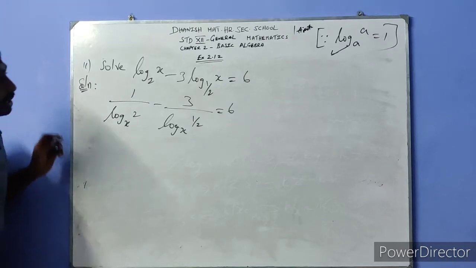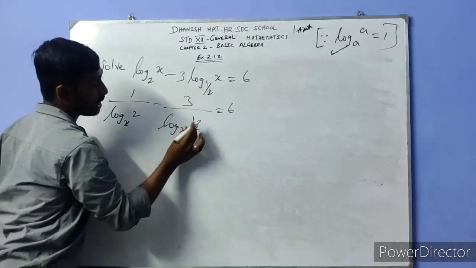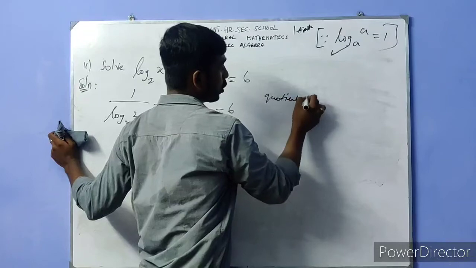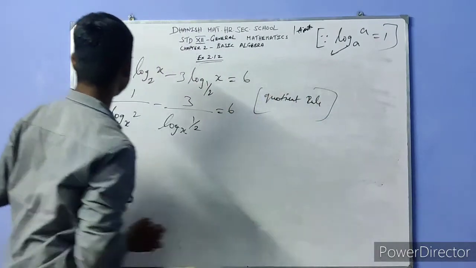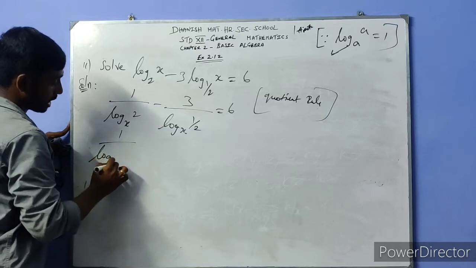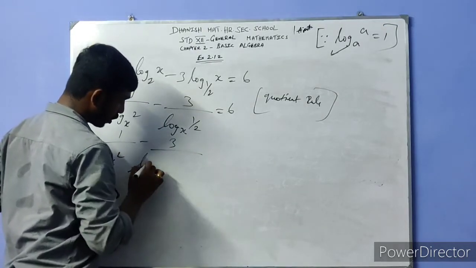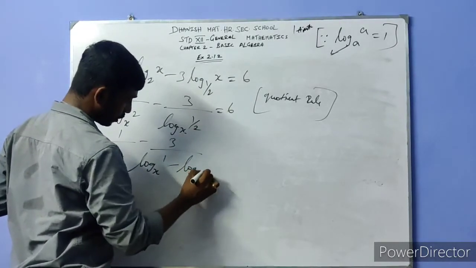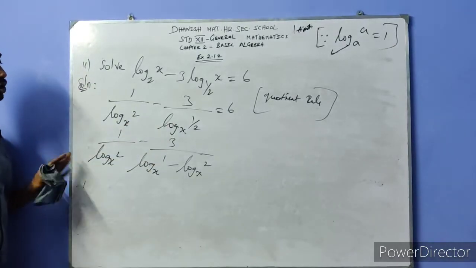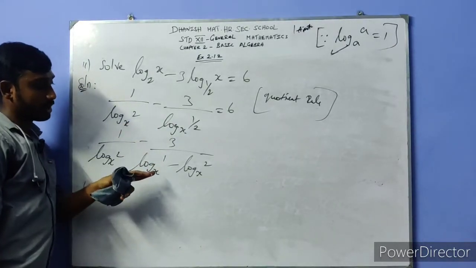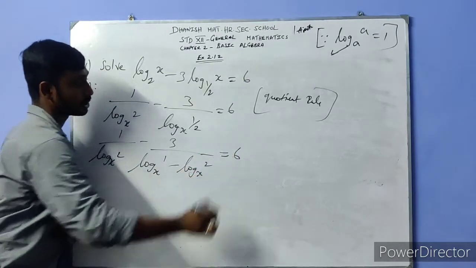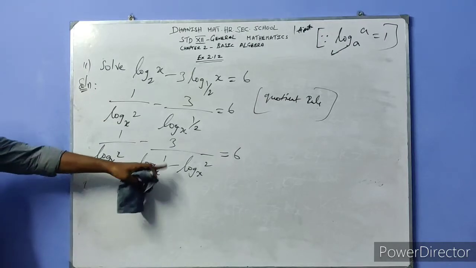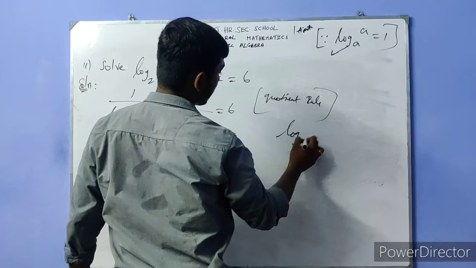Now split up this one. Because we have a fraction here, we are using the quotient rule method. How to use this? 1 divided by log x square. This quotient method you write like this: log x power of 1 minus log x power of 2, using the formula log a divided by b equals log a minus log b. So this formula we are using. Log x power of 1 value, that will be 0.